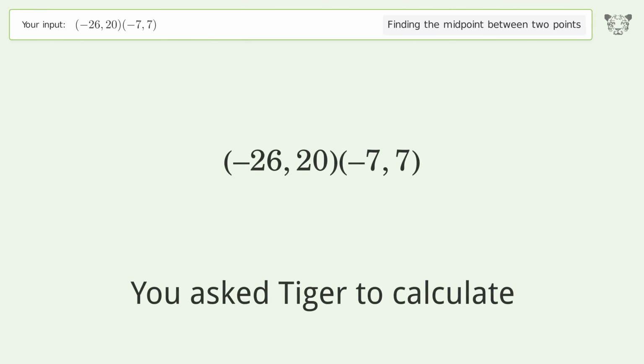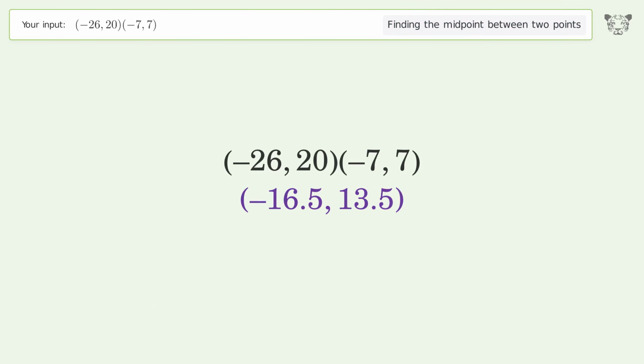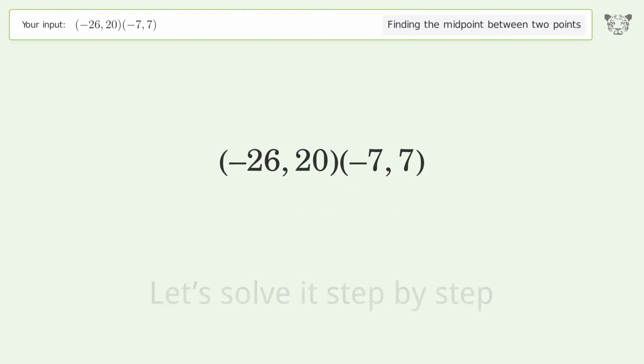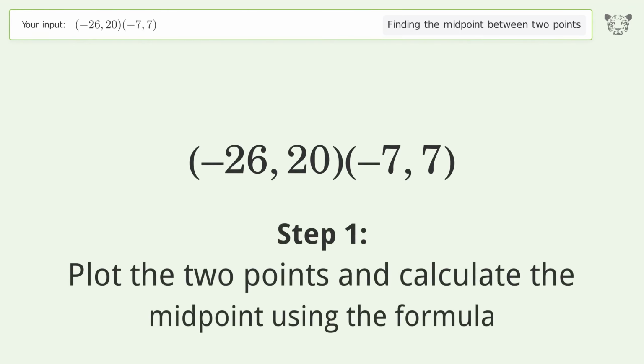You ask Tiger to calculate. This deals with finding the midpoint between 2 points. The midpoint between the 2 points is negative 16.5, 13.5. Let's solve it step by step. Plot the 2 points and calculate the midpoint using the formula.